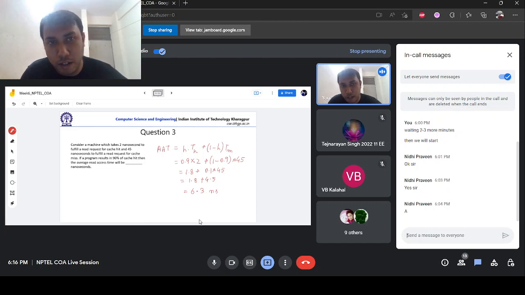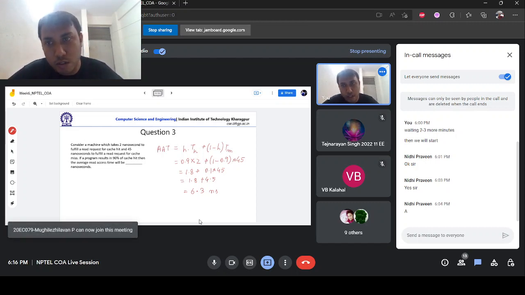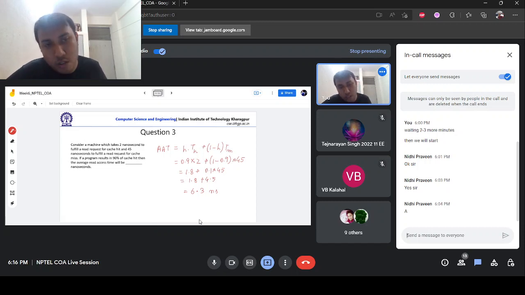So what happens when we use a cache? The data that we are fetching is either present in the cache or it is not present in the cache. If it is present in the cache, that means it is a cache hit. If it is a cache hit, there is a specific time allocated for fulfilling the read request, in this case 2 nanoseconds. So the average access time can be written as 0.9 into 2, where 0.9 is the cache hit probability, and the other term is 45 nanoseconds, to fulfill a read request if there is a cache miss.